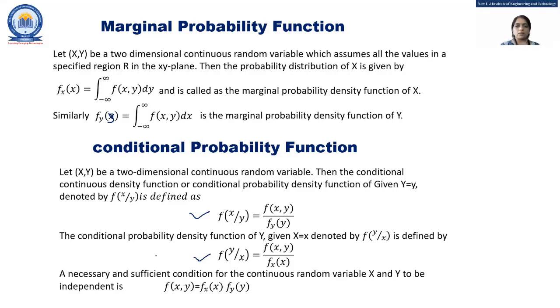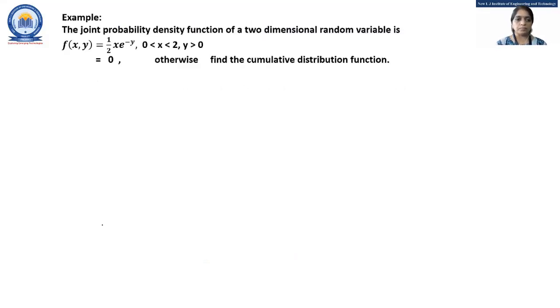So these are the theory of the topics, and let's move to some examples for better understanding. Our first question: the joint probability density function of a two-dimensional random variable is f(x,y) = (1/2) x e^(-y), where x lies between 0 and 2 and y is greater than 0, and equal to 0 otherwise. Find the cumulative distribution function.